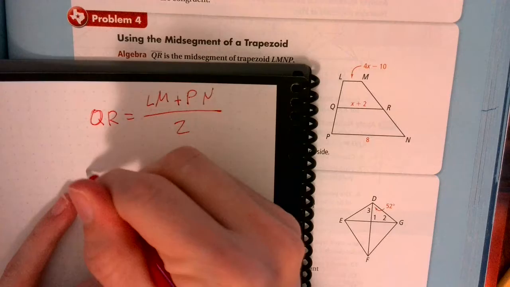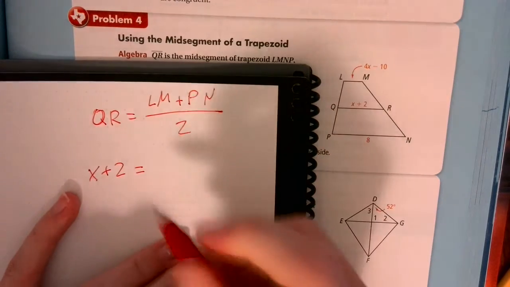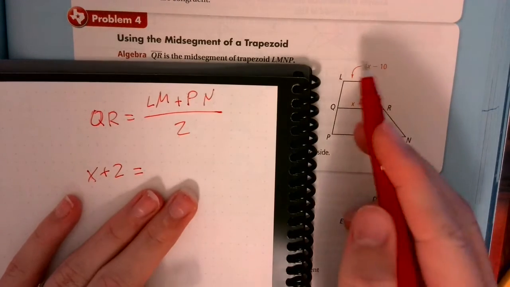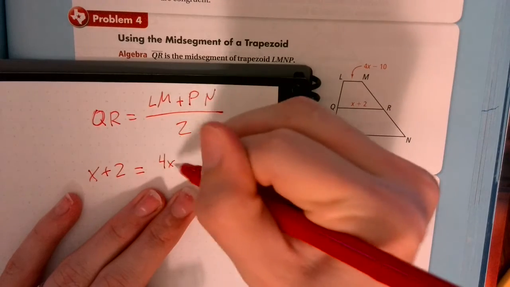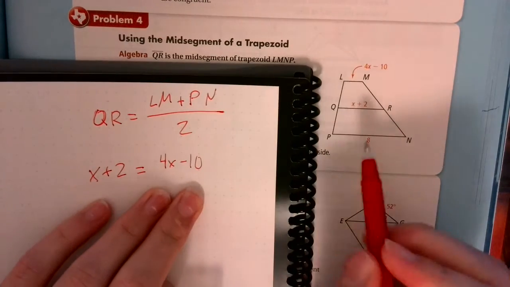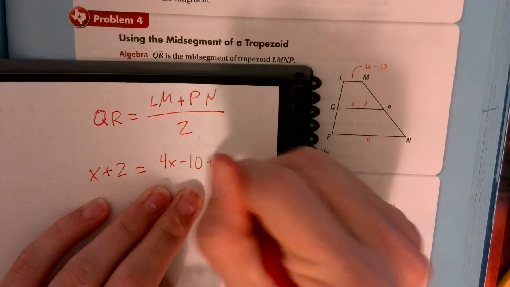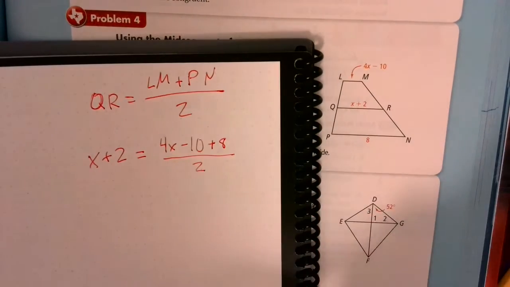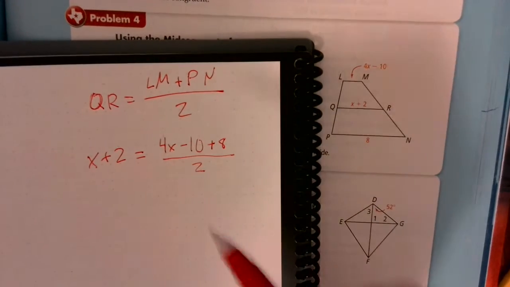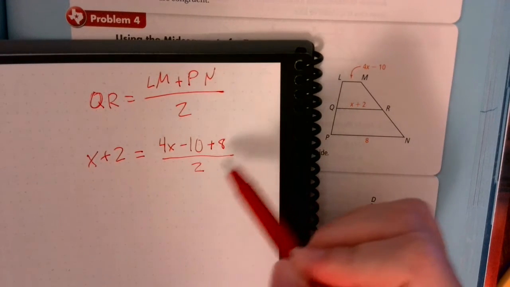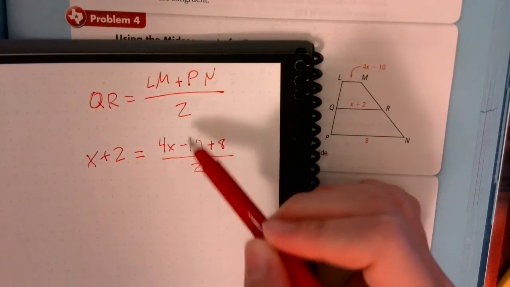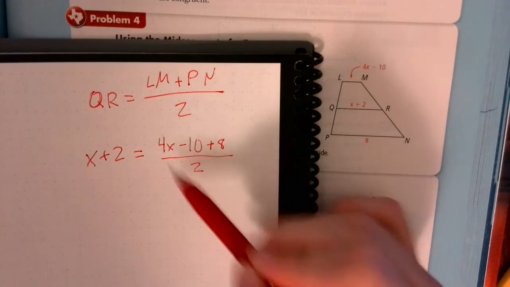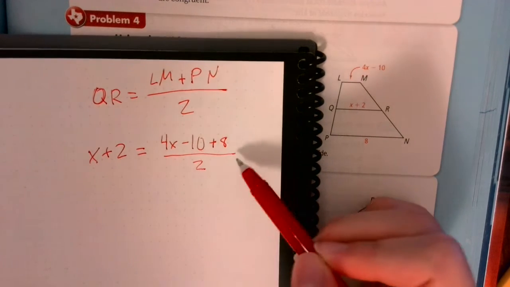Now I just have to plug in the stuff I know. I know QR is x plus 2. I know that LM is 4x minus 10, and I know that PN is 8. So I can plug that in there and then put it all over 2. Now I have two options right here. All of these numbers are really easy to divide by 2. So I really could just divide each of these by 2 if I wanted to right now. Or I can multiply this by 2.